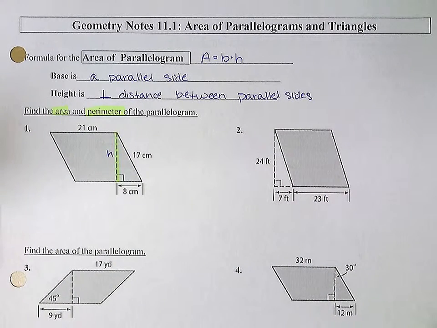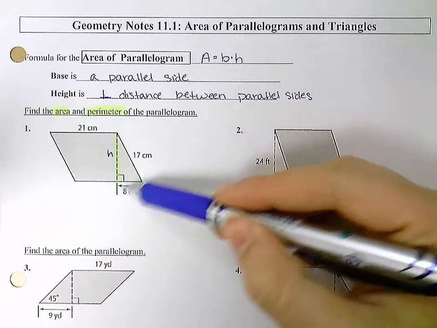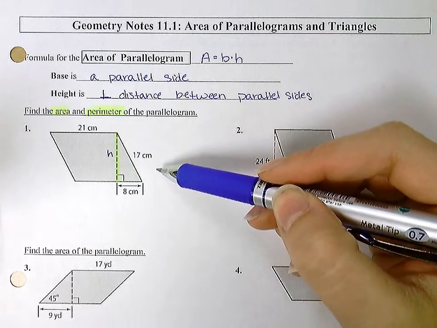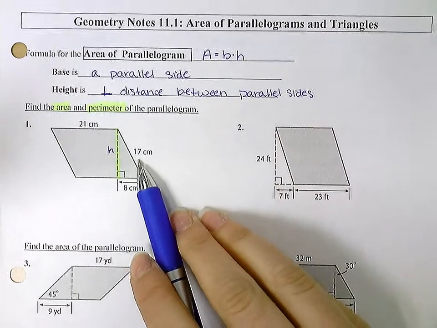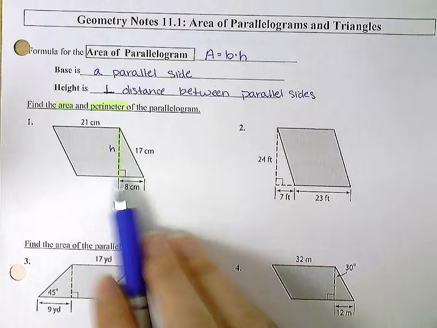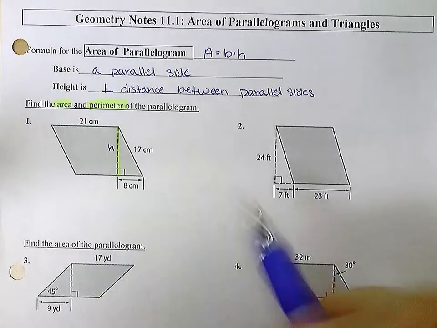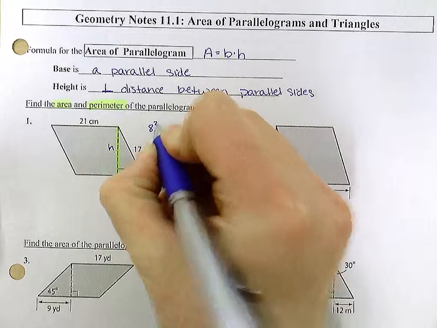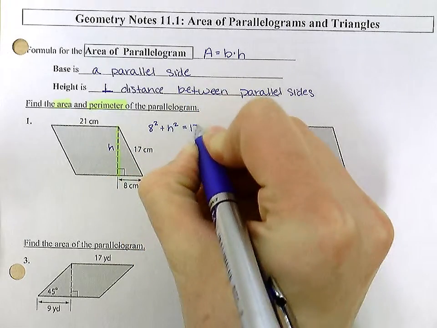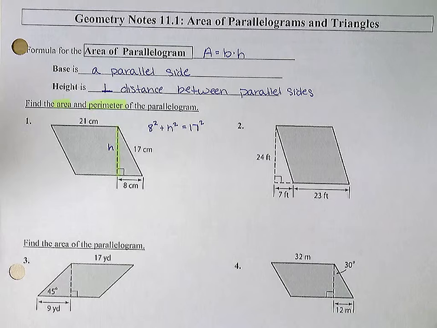Now, in my picture, I'm not given the height. Okay, it doesn't tell me how long it is. So I'm going to need to find out how long that height is. How could I do that given this picture here? Alexis? You can use the Pythagorean theorem. You have a right triangle formed, and you have two sides of that right triangle. Okay, now 17 is going to be your C value in that Pythagorean theorem, and H and 8 are A and B. So I would have 8 squared plus H squared equals 17 squared.